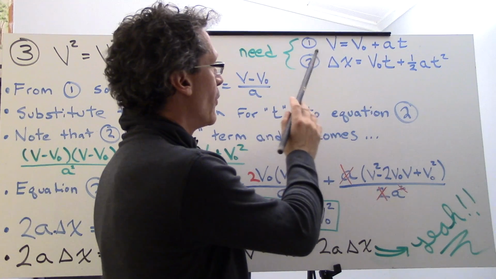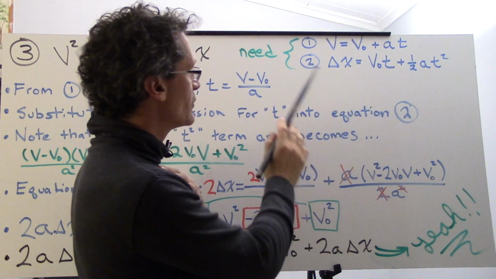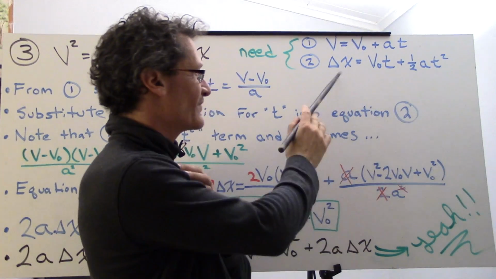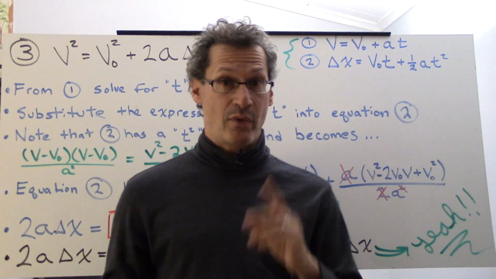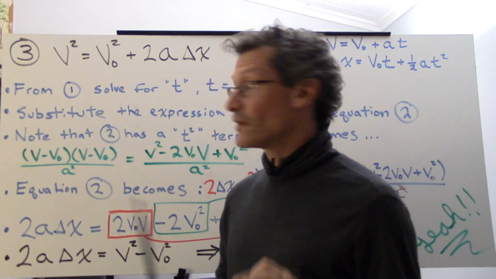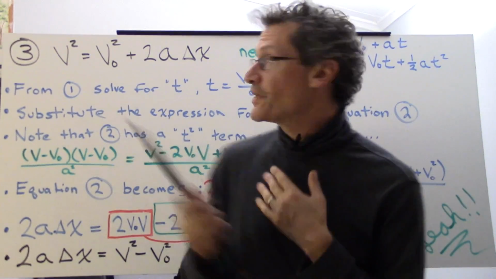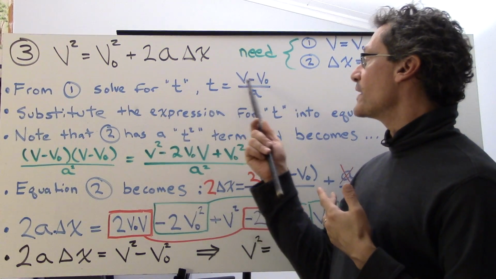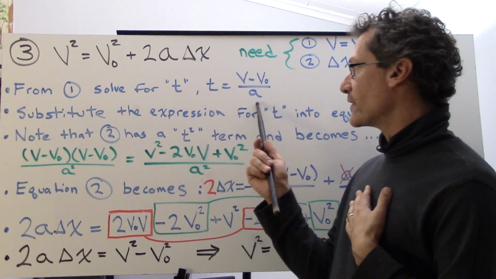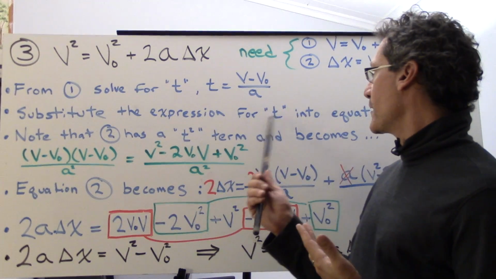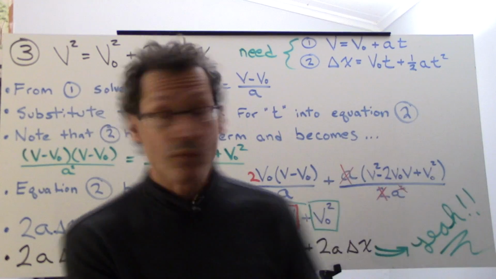So remember that 1 is v equals v naught plus at, 2 is delta x is v naught t plus 1/2 at squared. I still prefer this format versus the one that's on the AP equation guide. So from number 1, the first step is to solve for t. If I do that, I get t equals v minus v naught over a, the acceleration. Then we substitute the expression for t into equation 2.